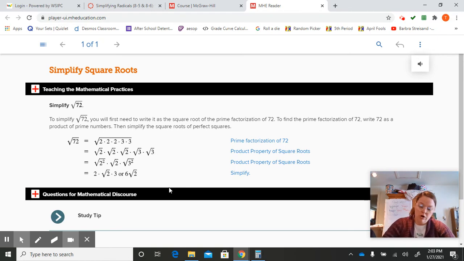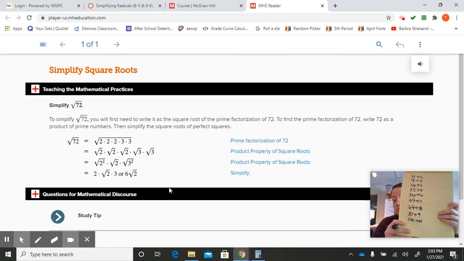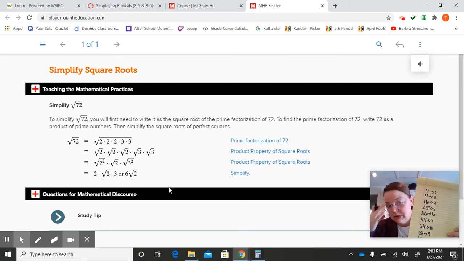The square root of 4 is 2, the square root of 9 is 3, the square root of 16 is 4, the square root of 25 is 5, the square root of 36 is 6, the square root of 49 is 7, the square root of 64 is 8, the square root of 81 is 9, and the square root of 100 is 10.